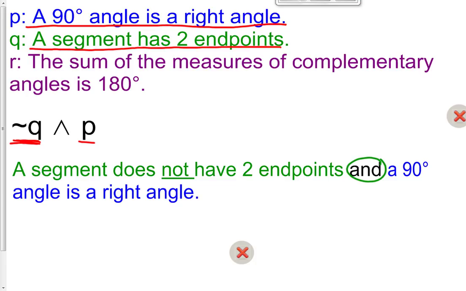And now we're going to talk about its truth value. A segment does not have two endpoints. Well, that's false, because a segment does have two endpoints. A 90-degree angle is a right angle. That is a true statement. In an and statement, in a conjunction, both parts of the statement have to be true to make the whole conjunction true. So this one, if one part of the statement is false, the whole thing is false. This is a false statement.